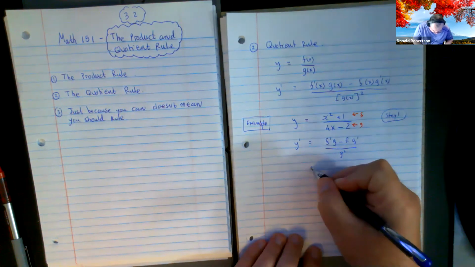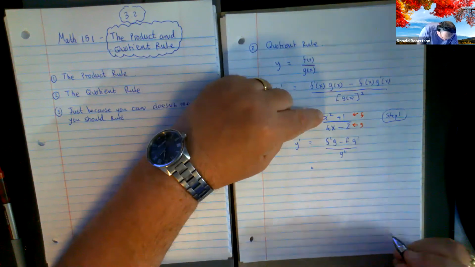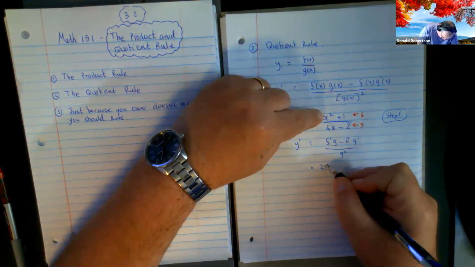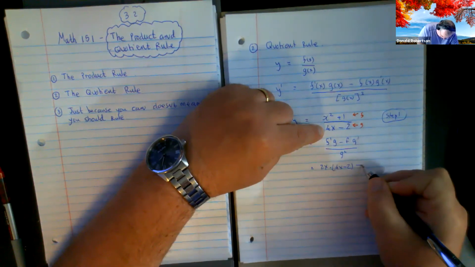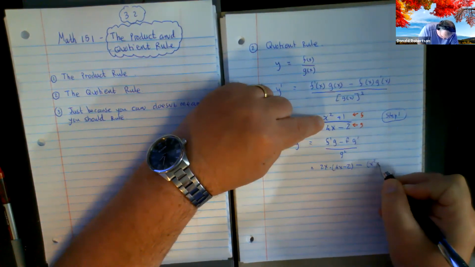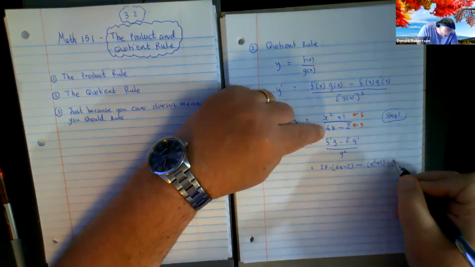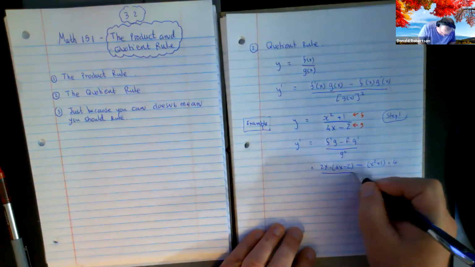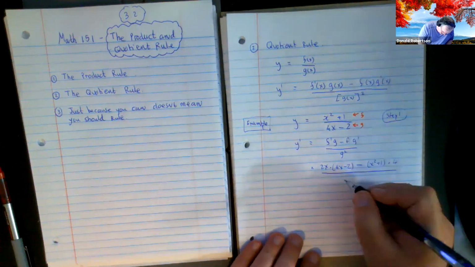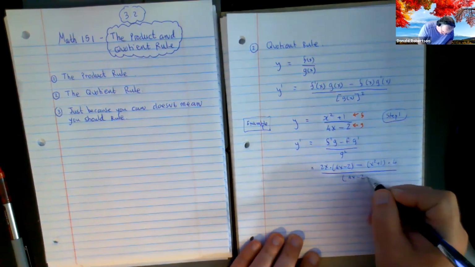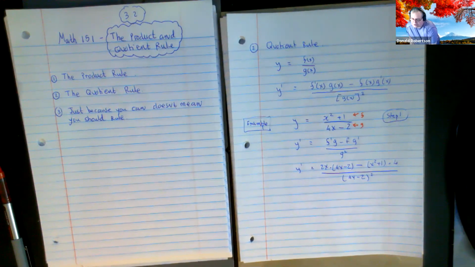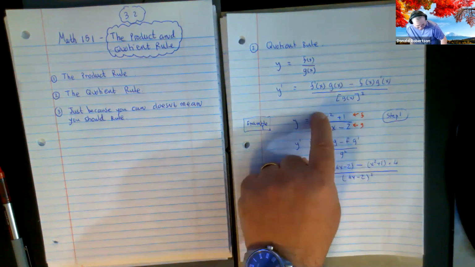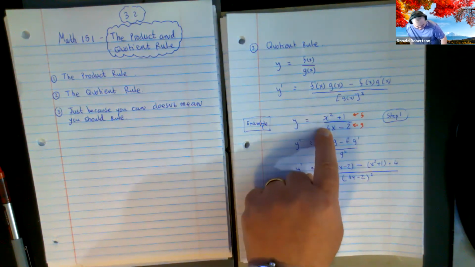Let's see what all the pieces are. If you differentiate the top, you get 2x multiplied by, leave the bottom alone. Take away, leave the top alone and differentiate the bottom. And then whatever is in the bottom, square it. So that's us basically applied the quotient rule. f dash g take away f g dashed.